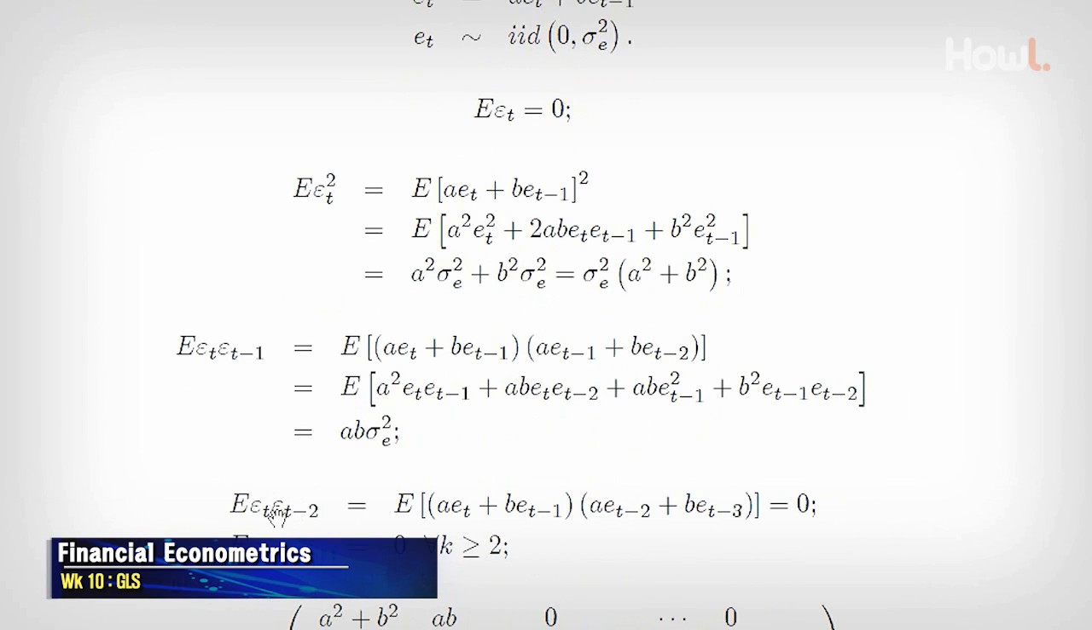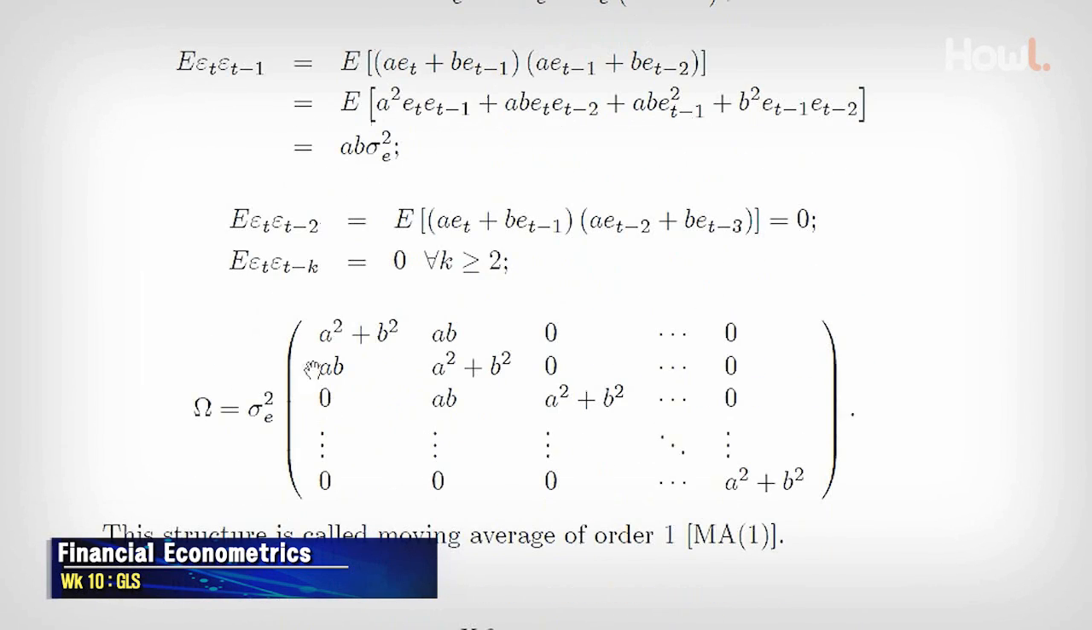And then if we do t minus 2, then there is no overlap. T minus 1, and this is t minus 2, t minus 3. And there is no overlap, so this term becomes 0. For any k greater than 1, this is 0. So the covariance matrix in this case looks like this.